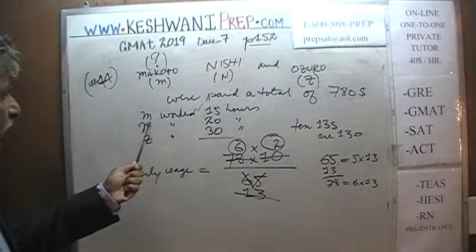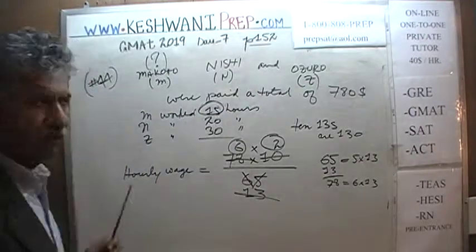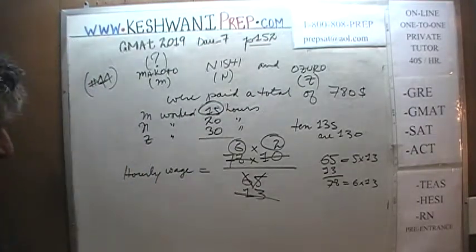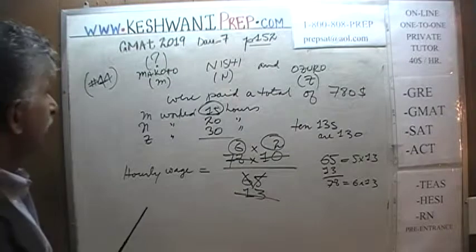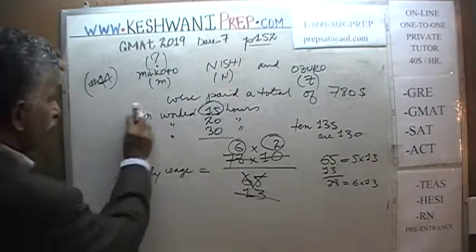M worked 15 hours. So how much money should M get? Well, he should get 15 times 12. Let's erase all of this, we don't need it.